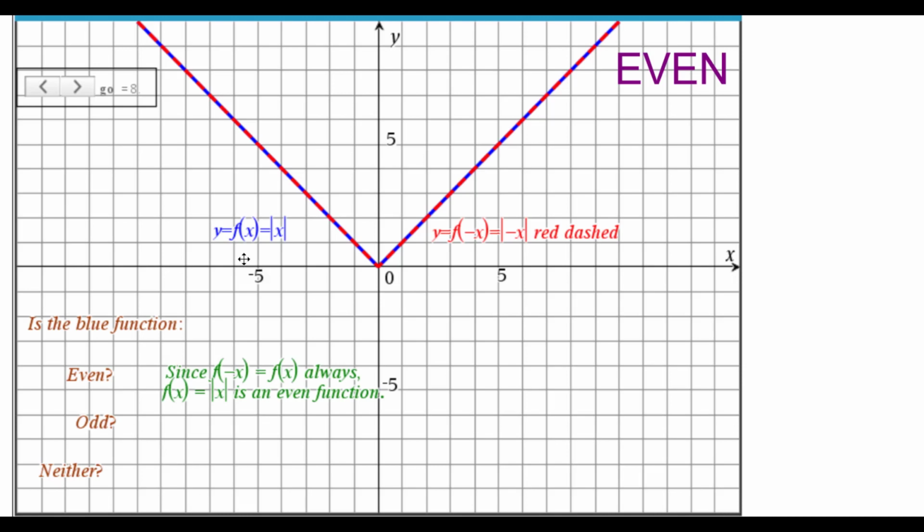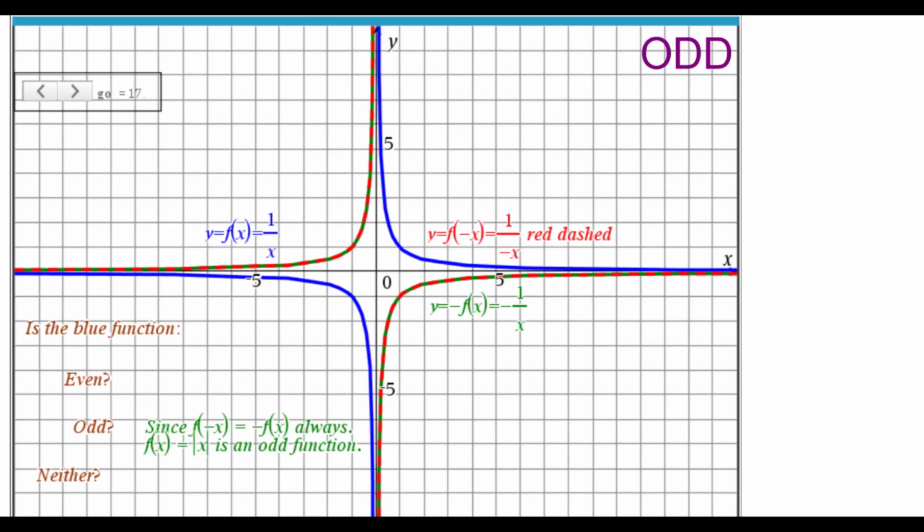So let's summarize what we just saw in TI-Nspire. Here was the first one, y equals the absolute value of x. You can see that f of x and f of the opposite of x were exactly the same, so this is an even function. Press pause at any time as needed. Y equals 1 over x, the reciprocal function. You can see that f of the opposite of x and the opposite of f of x are identical, so this is an odd function.